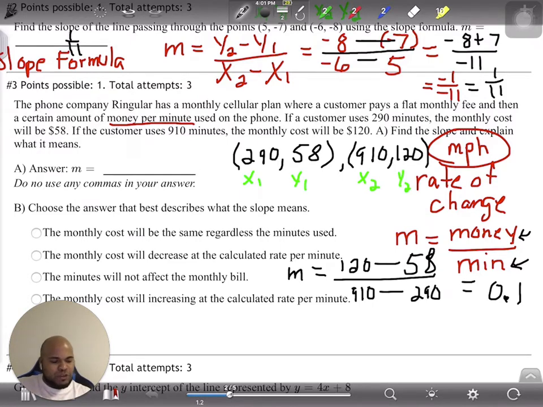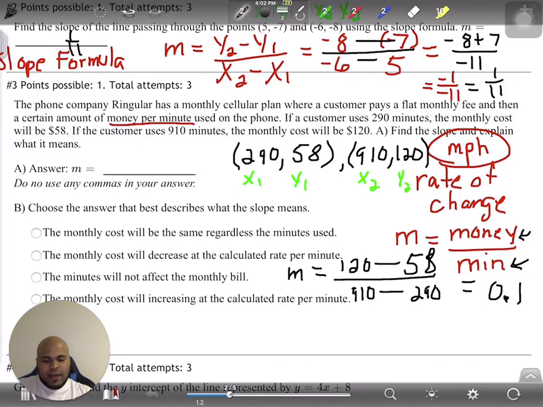You're going to get a result, and then you divide that by whatever 910 minus 220 is, and at the end, it's going to give you 0.1. So my answer for the slope is going to be 0.1. Remember, fraction means division. You write the numerator, the top, and then you divide by the denominator, the bottom.